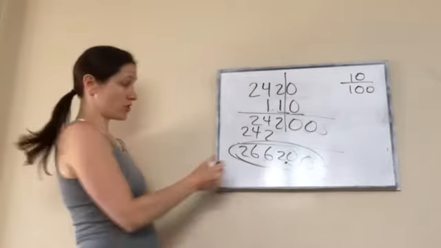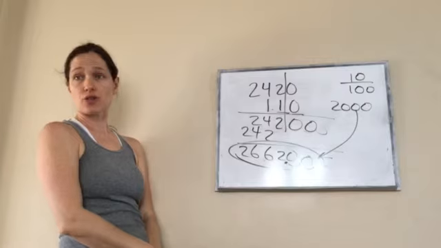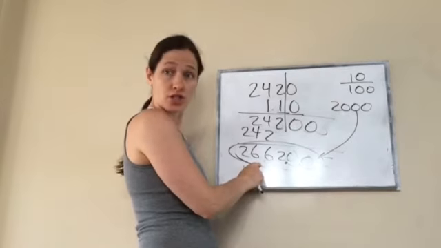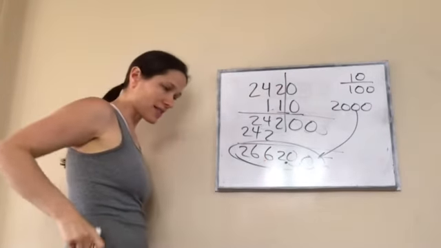So I started with $2,000. Now I have $2,662. So I gained $662. That is lesson 116.